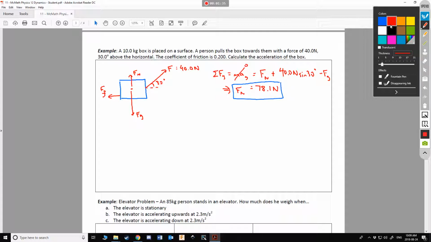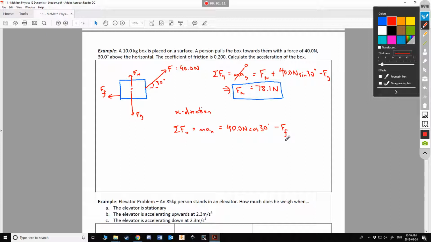Now that we have normal force, we can actually solve for the x direction. So in the x direction, we can solve for acceleration. The sum of the forces in the x direction is equal to mass multiplied by acceleration in the x direction. And instead of just having that 40 cos 30 degrees like we did last time, there's also this force of friction that is opposing this motion.